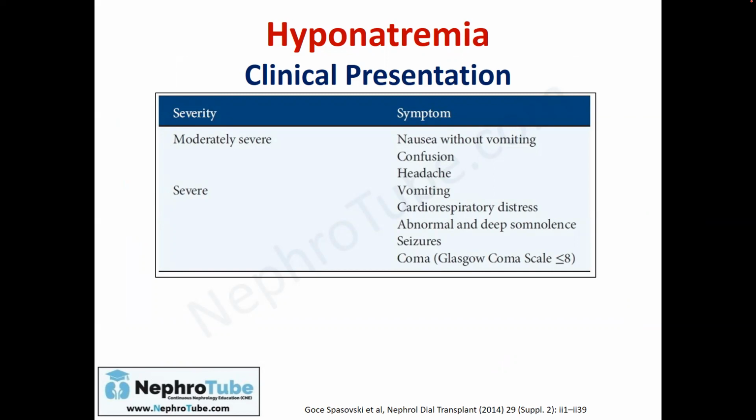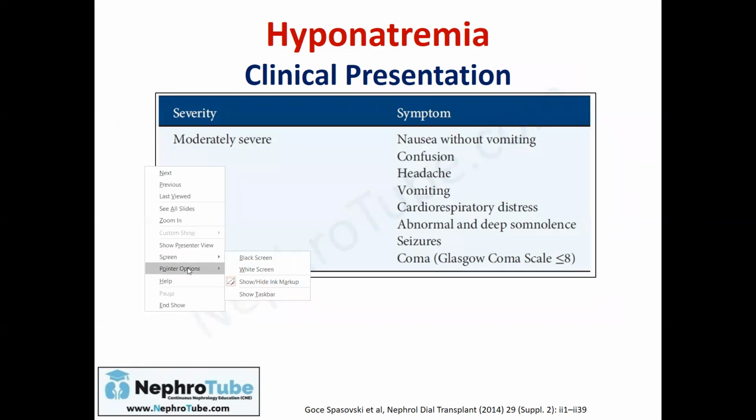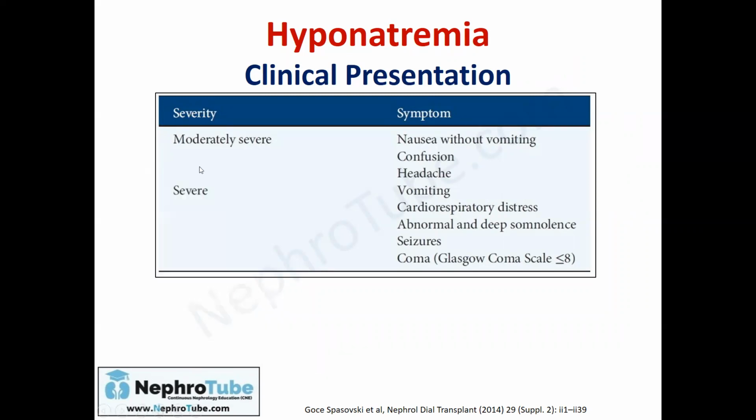Symptoms are divided according to severity into moderately severe and severe symptoms. The moderately severe are in the form of nausea without vomiting, confusion, and headache. The severe presentation is in the form of vomiting, cardiorespiratory distress, somnolence, seizures, and coma.